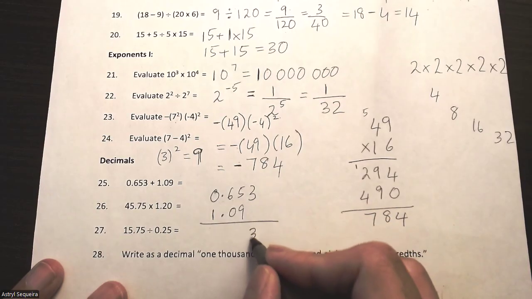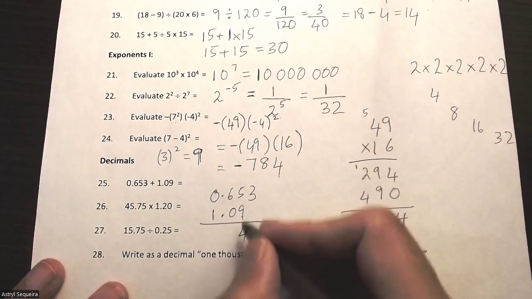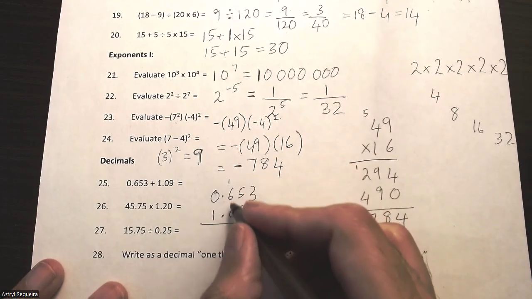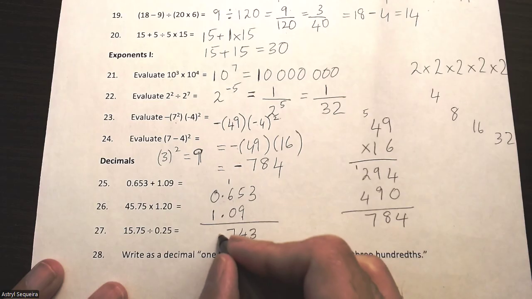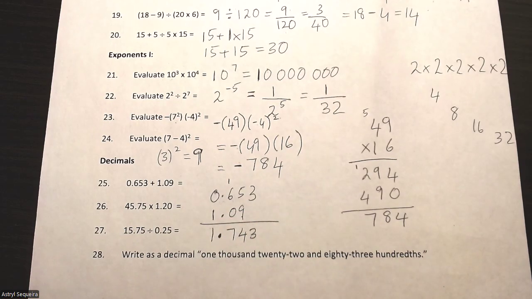So 3 plus nothing is 3. 5 plus 9, 14. Carry on the 1. 1 plus 6 plus 0, 7. Decimal point is 0 plus 1 is just 1. So final answer is 1.743.